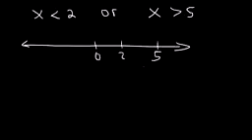So there's two answers. The first part, x is less than 2, so we have an open circle and we're going to shade towards the left. The second part, x is greater than 5, so that's another open circle, but we got to shade towards the right.